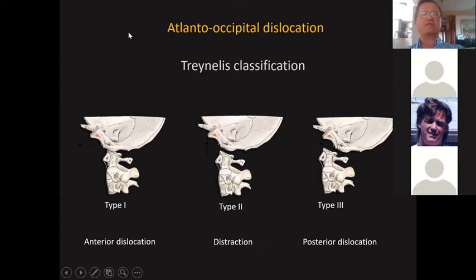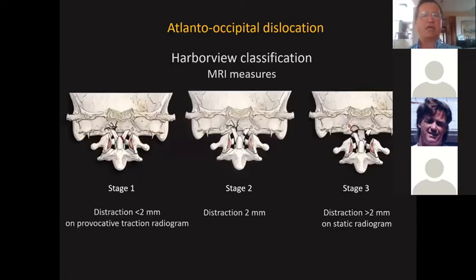For Atlanto-occipital dislocation, there has been a historical Traynelis classification, and that author has identified type 1, type 2, and type 3. Type 1 is the occiput dislocated anteriorly, in type 2 posteriorly dislocated, and type 3 is just distracted. These are just anatomical features of the Atlanto-occipital dislocation.